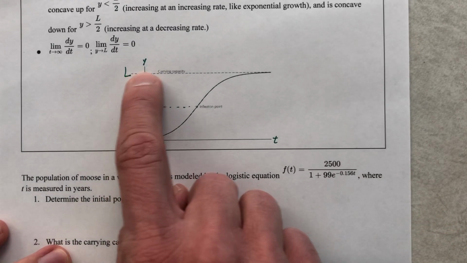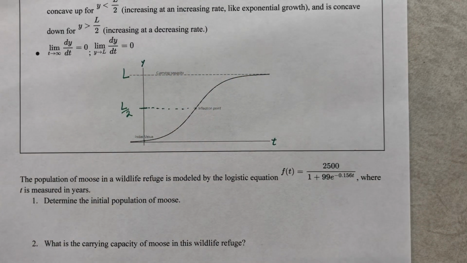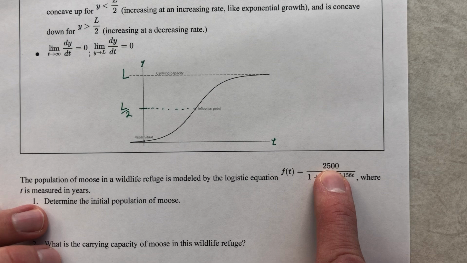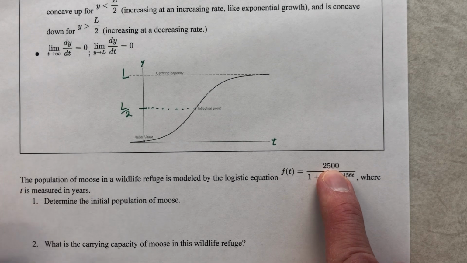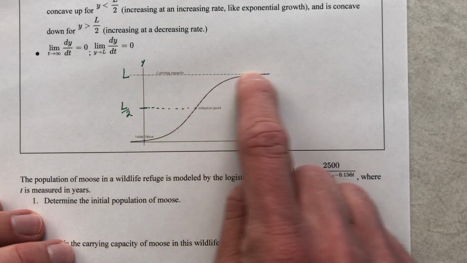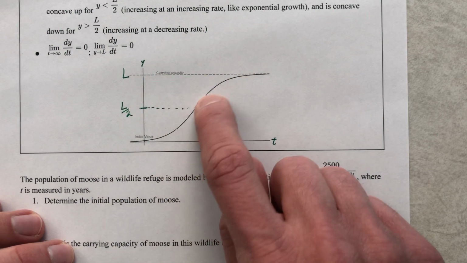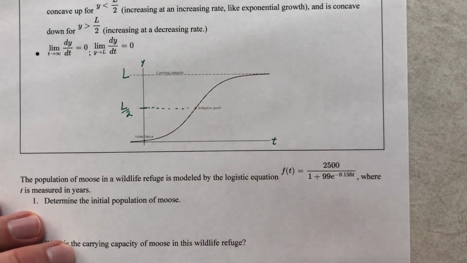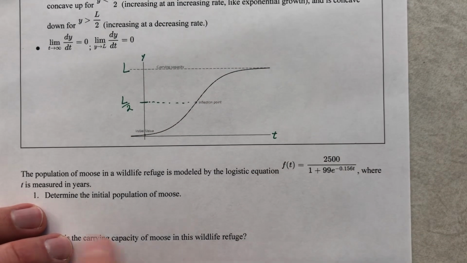L is the carrying capacity, so we can just go ahead and figure a few things out. 2,500 moose in this refuge, tops. That's all we're going to be able to have. That's all the resources that they have. And t is measured in years.